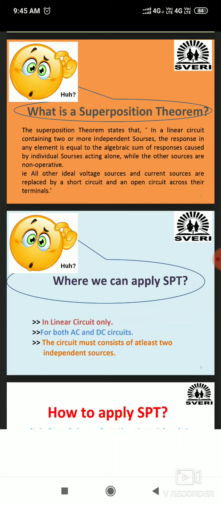Second point, that network or that circuit must consist of at least two or more than two independent sources. कमीत कमी किती पाहिजे, दोन. Minimum two independent sources I am talking about. Okay, don't confuse between independent and dependent. So I am talking about independent sources. It may be an independent voltage source, it may be an independent current source. Okay, diamond shape consider करायचं नाही.